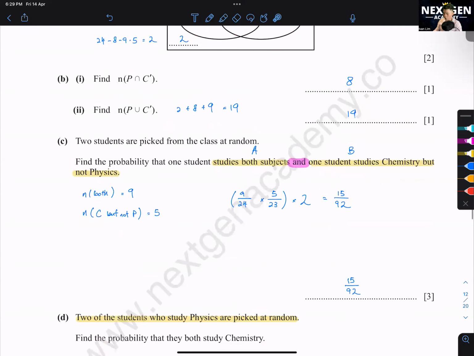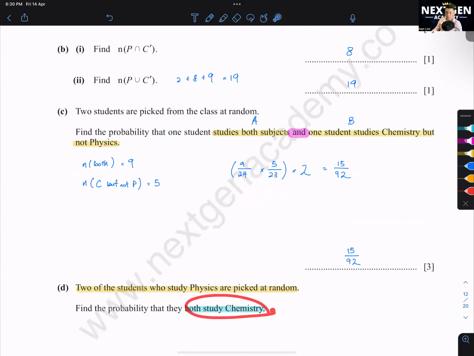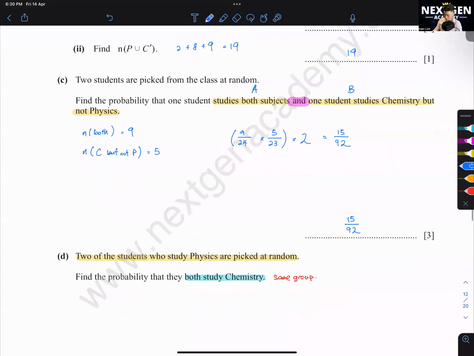So this is called a conditional probability. We give a certain condition first. Then they say, find the probability that both study chemistry. As you can see here, both of them are in the same group, so do I need to multiply this by 2? Is it A then B, or B then A? No, right? Both of these are in the same group. So in this case, you don't multiply it by 2. So this will be 9 over 17 times 8 over 16, which will be equal to 9 over 34.